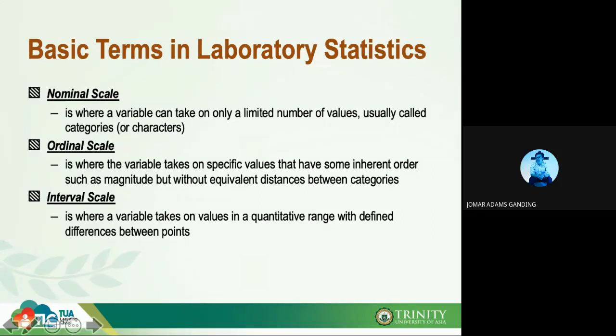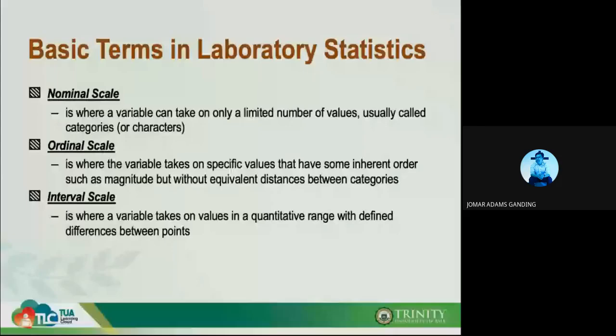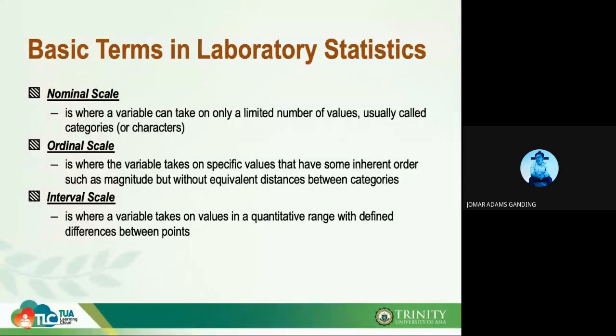So in ordinal, there are no equivalent distances between categories. In interval, they have differences between points. So these are now the values that are given in the laboratory. Take for example, 125 milligrams per deciliter of glucose. So you can say now it is normal or abnormal based on their value. So those are your interval scale, okay?